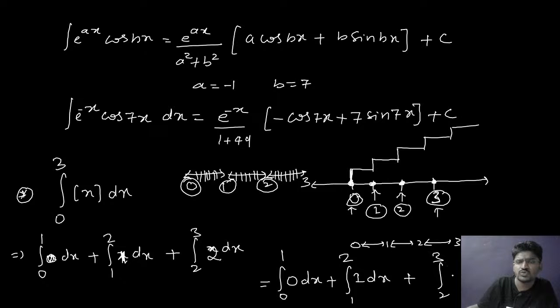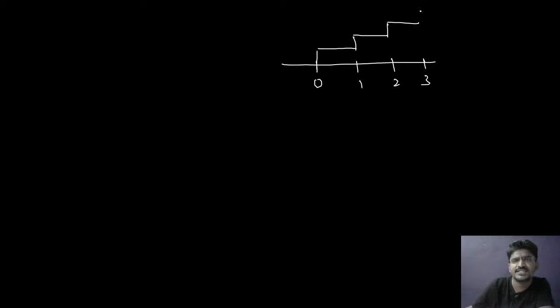Integration from 2 to 3, you have to integrate 2 with respect to dx. So please remember this. If you don't know about this, let us discuss it once again. Very, very important. This is 0, 1, 2, 3. At 0, at 1, at 2 and at 3, the greatest integer function will have jumps.